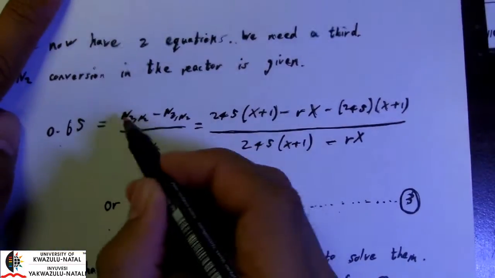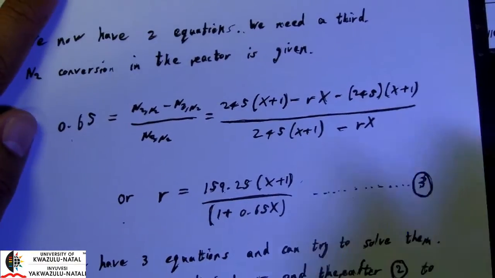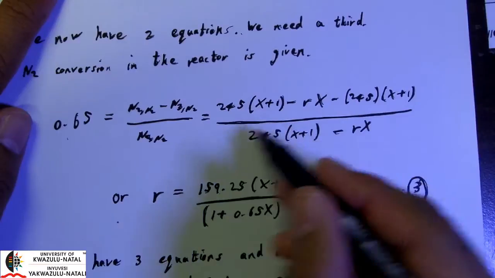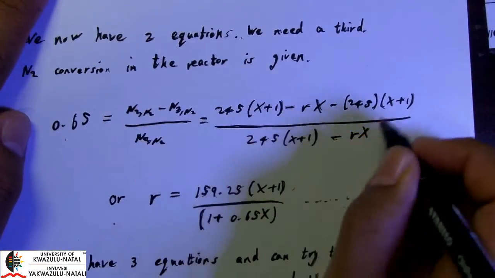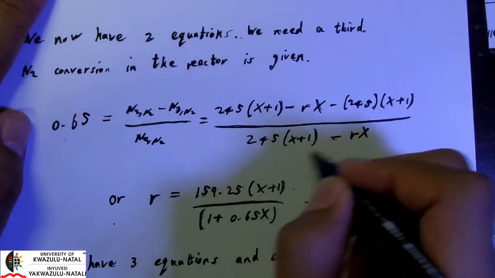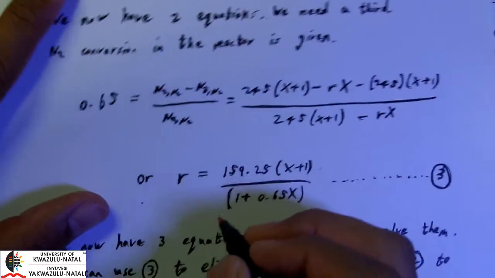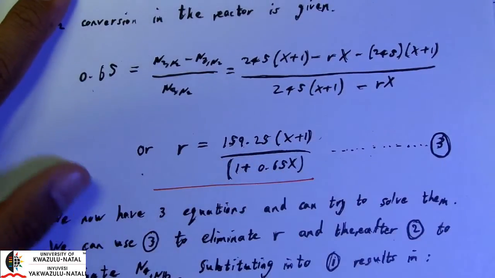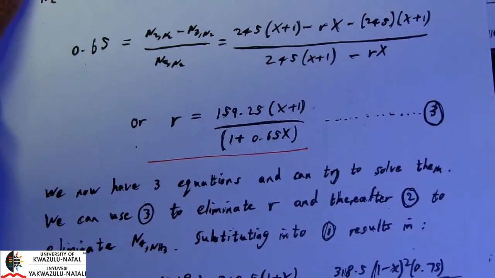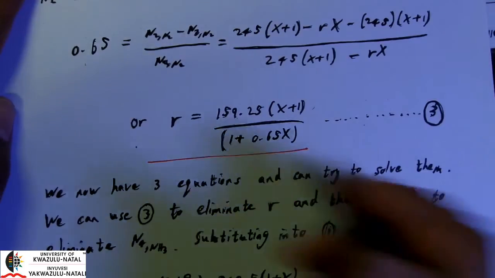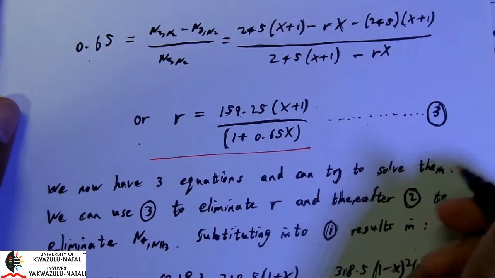And expressing all of these values in terms of X, R, and N4NH3, we get the following. Okay, and as you can notice, there is no N4 of NH3 in this particular equation. So we end up getting a relationship between R and X. Okay, and that is our third equation. So now we have 3 equations and 3 unknowns. We can of course try to solve them.